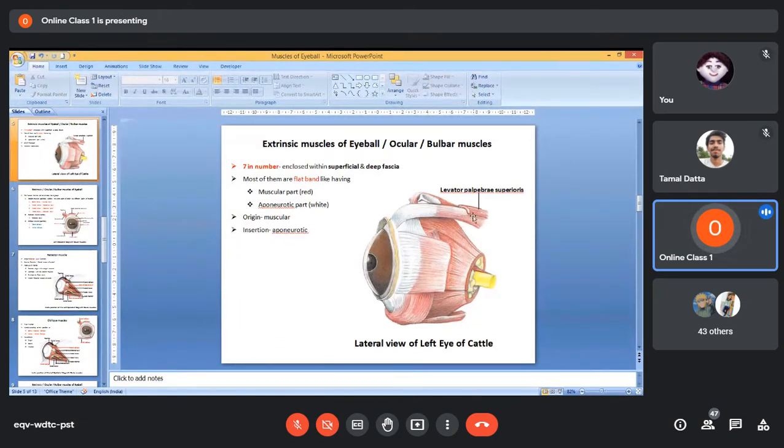If you see this muscle, it is flat band-like, and it has a muscular part and an aponeurotic part. The muscular part is usually towards the point of origin, whereas the aponeurotic part is towards the point of insertion. That means this band-like muscle, before inserting, becomes a white sheet-like aponeurosis with the sclera. I hope you understand the meaning of aponeurosis. Yes or no? No, sir.